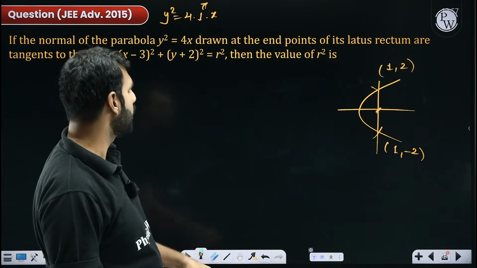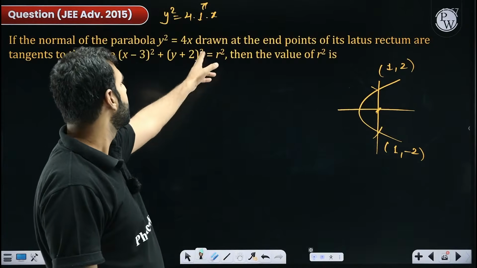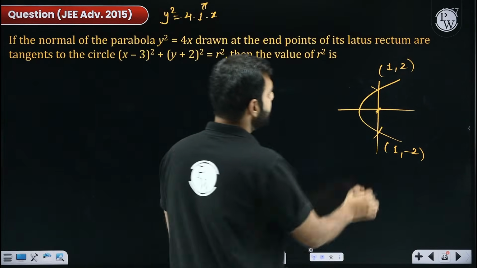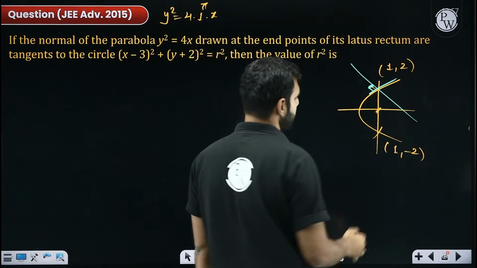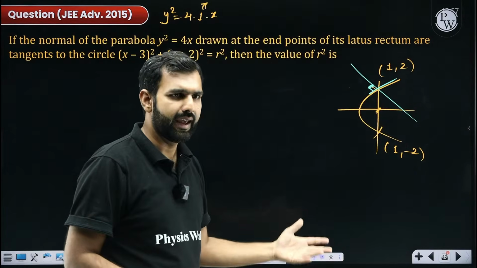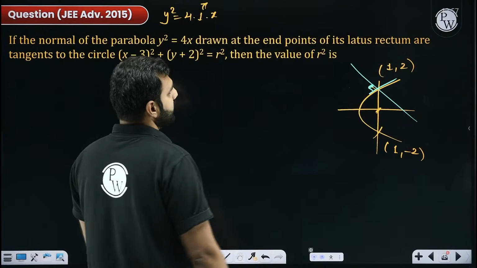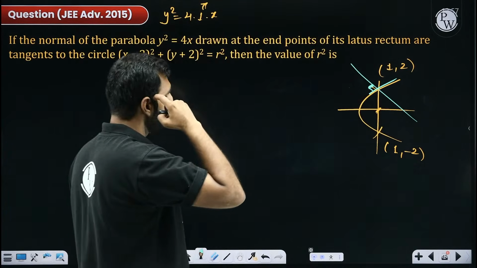So the equation of the normal, if I wish to write it, is drawn at the endpoints of its latus rectum. So this is where I'm drawing the normal here. I hope you're getting it. This normal is what I'm interested in. You can find the normal here as well, wherever you wish. So let's say I'm finding the normal here at 1 comma 2, right?